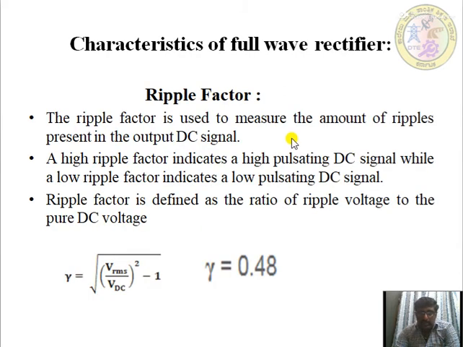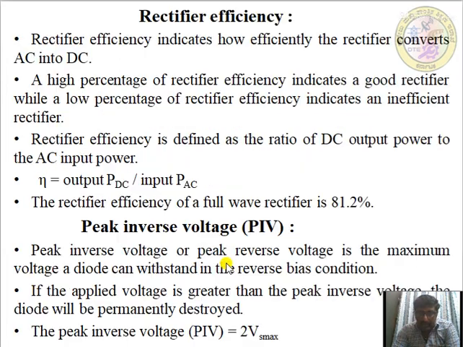Okay, now we will be going through the characteristics of the full wave rectifier. The ripple factor is used to measure the amount of ripples present in the output DC signal. The ripple factor is defined as the ratio of ripple voltage to the pure DC voltage, and it is given by gamma is equal to square root of (Vrms by Vdc) whole square minus 1, and its standard value is gamma is equal to 0.48.